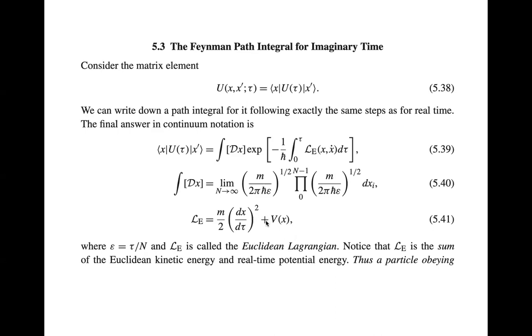because this is a plus sign instead of a minus sign. The reason it becomes a plus sign is because when you write t equal to i tau, this is i squared, which gives a minus sign. So we pull the minus sign out, and this becomes a plus sign.